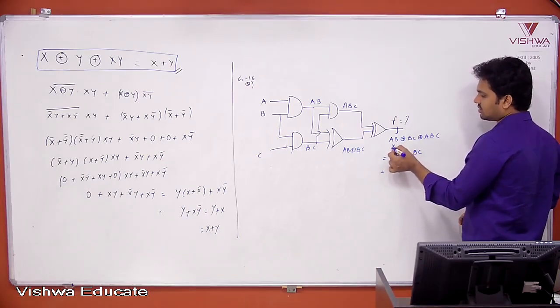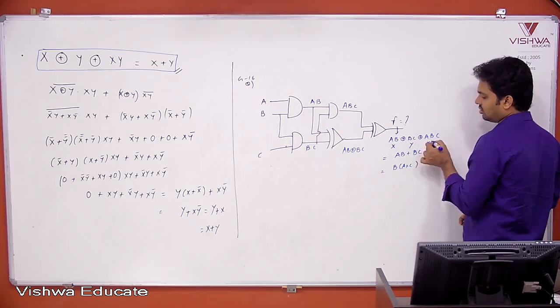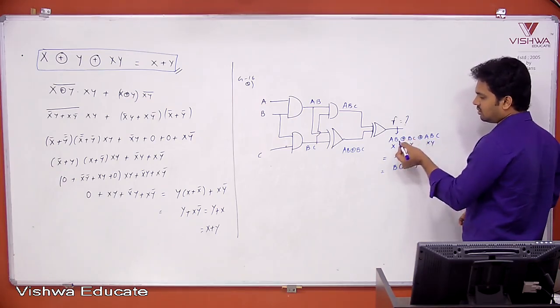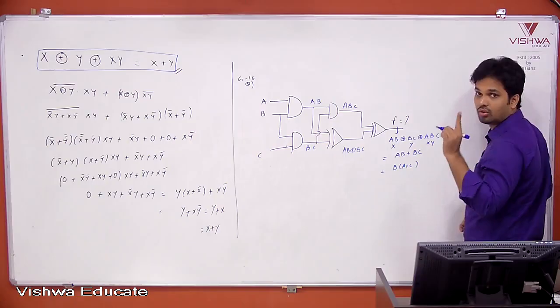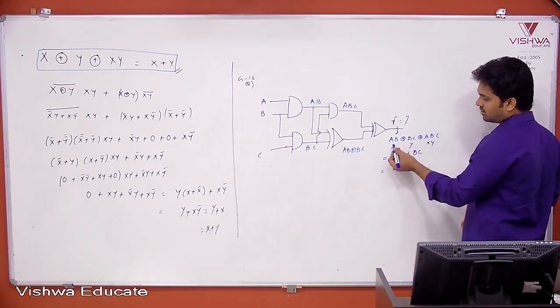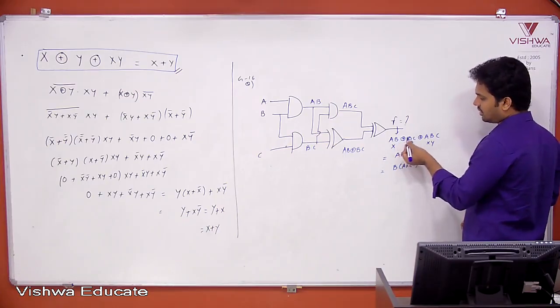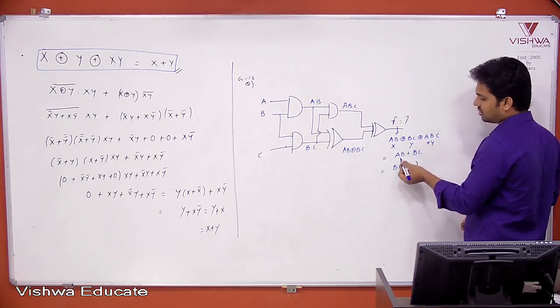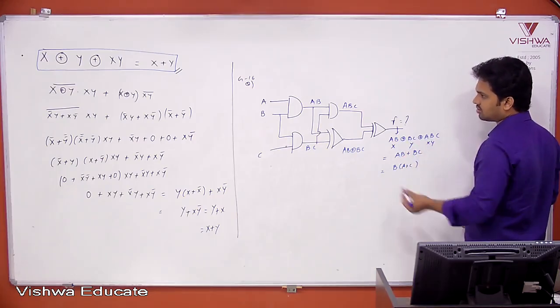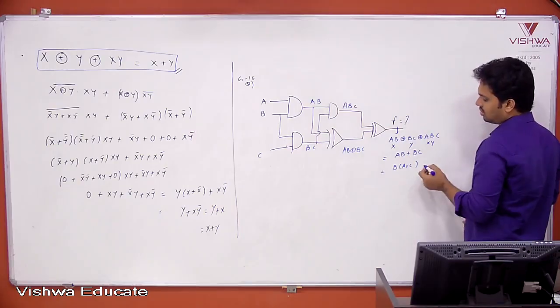This is like X, Y, X, Y. Because AB into BC, B into B is nothing but again only one B. So you can understand AB XOR BC XOR ABC equal to AB plus BC because using that property. Copy it.